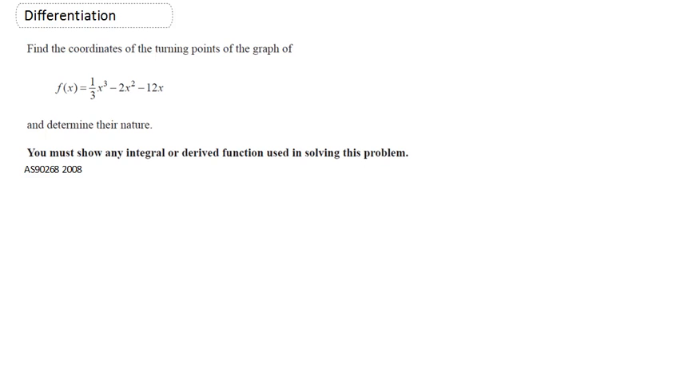Okay, so the first thing I need to do is differentiate, and that's always a good place to start. Because it's f of x, I'm going to work out f dash of x: multiplied by the power, so it's 3x squared over 3 minus 4x minus 12. Now I've differentiated, I'm going to cancel that out, so I end up with the gradient function, x squared minus 4x minus 12.